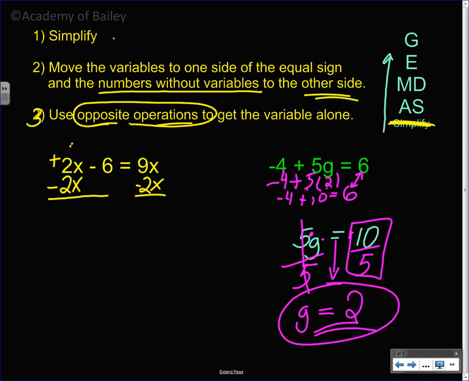So looking here, positive 2x minus 2x, they actually make 0x, and 0 times x is 0, and we know that 0 minus 6 is negative 6. So a lot of times you won't even write that part that I just circled. You'll just drop that negative 6 down. Drop down your equal sign. And what's 9x minus 2x? 7x.